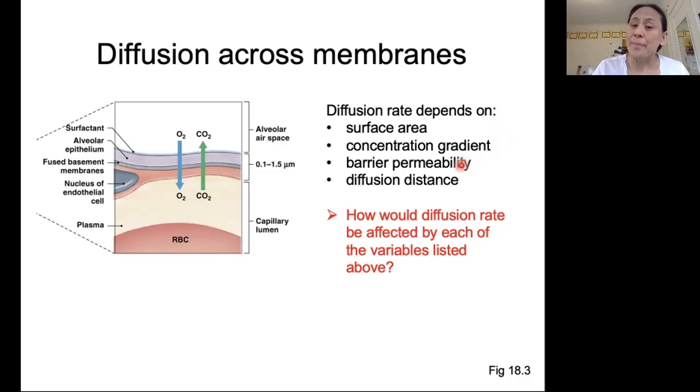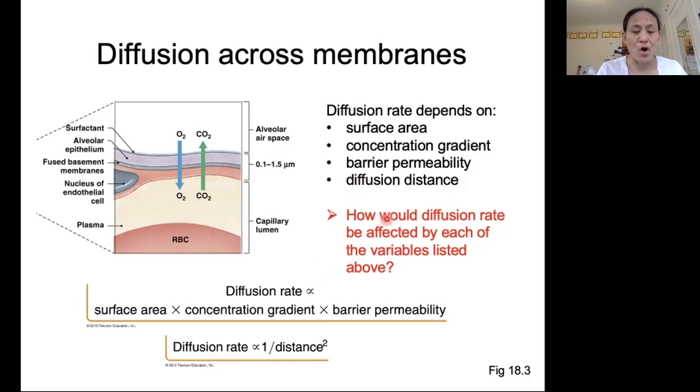As our barrier permeability goes up, our diffusion rate is also going to go up. The more permeable the barrier is to the gases that are diffusing across it, the easier it's going to be for them to do that, and that's going to bring up the rate. Okay. And then diffusion distance. As the distance that we need to diffuse over gets bigger, our diffusion rate is going to go down. Small diffusion distance, it's going to be easy to traverse that distance. If we have a larger distance to go across, it's going to be harder to go across there. Okay.